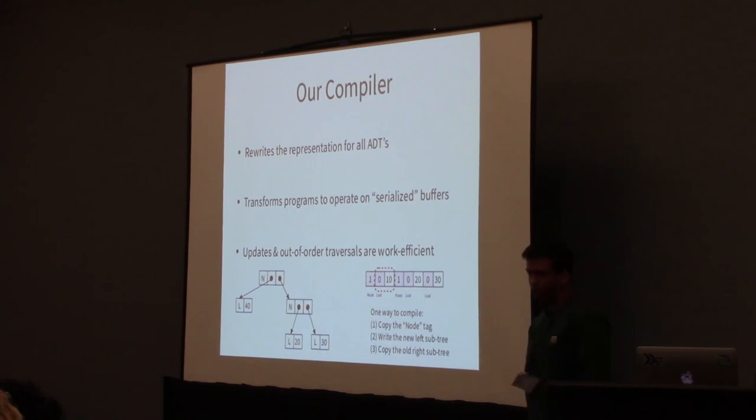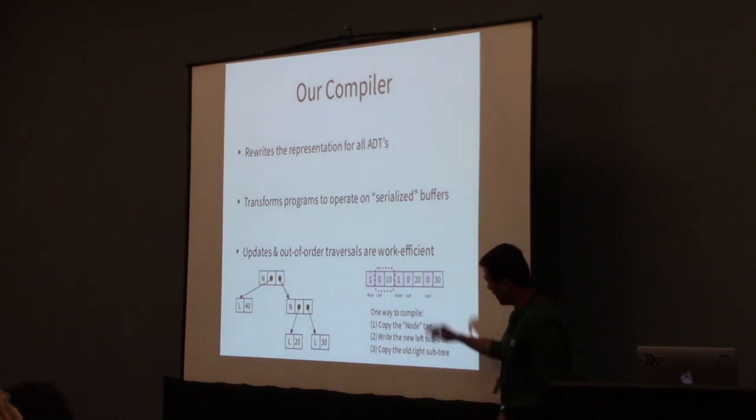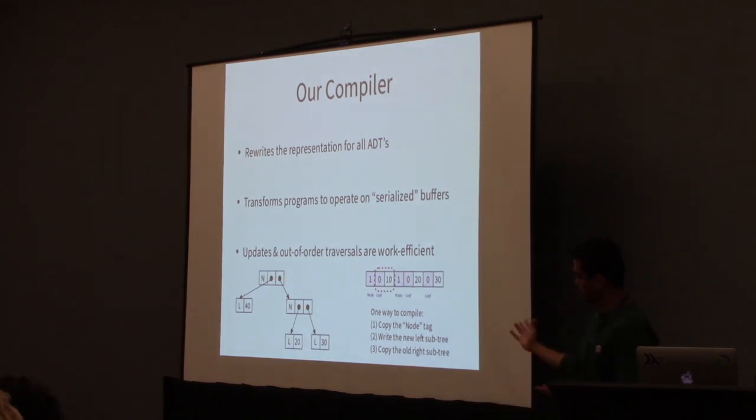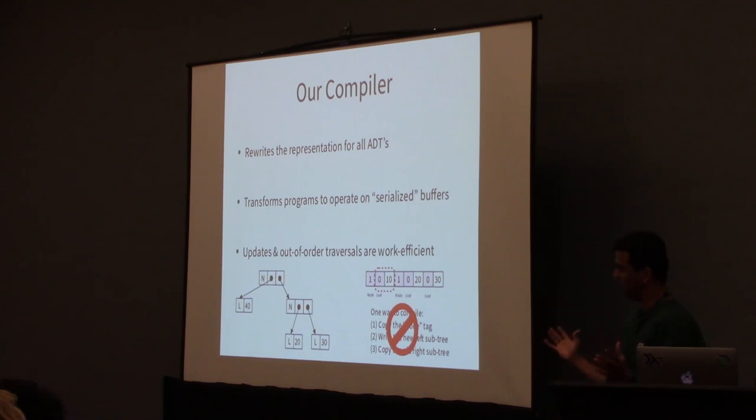One way to compile these would be to just copy everything again. You start by writing the node tag. You write the new subtree that you wanted to update. And you copy the right subtree again. But you've basically changed the asymptotic complexity of your function, and you've copied the whole tree again just to update one node. And this is inefficient.